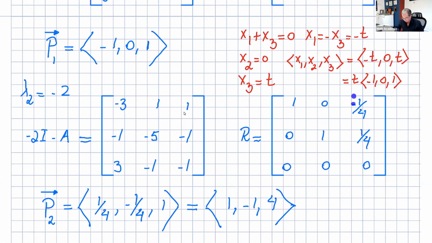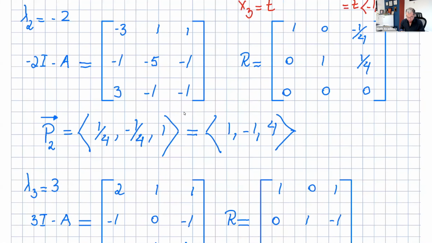Here we have again one free variable. If you do that, then the basis is going to be 1/4, -1/4, 1, or any scalar multiple of this vector will be a vector in the basis of the null space. To avoid fractions, you can take the 1/4 out, so you get 1, -1, and 4. But these are exactly the same. You can even use this one.